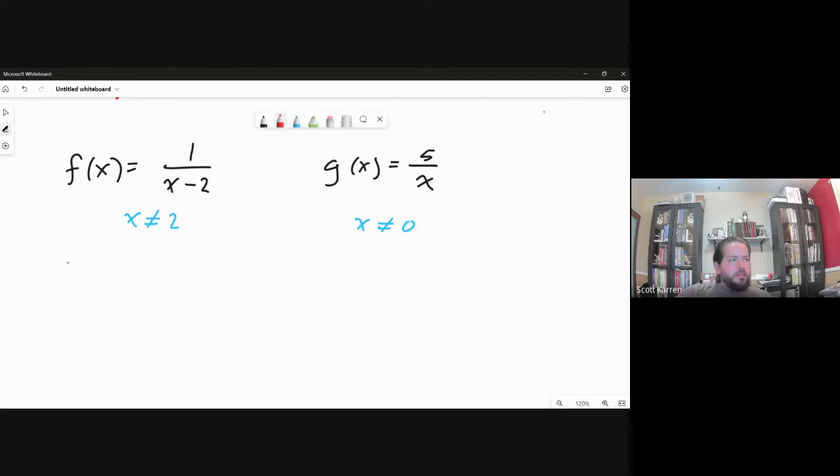Now, let's find f of g of x, or f composed of g, whichever.